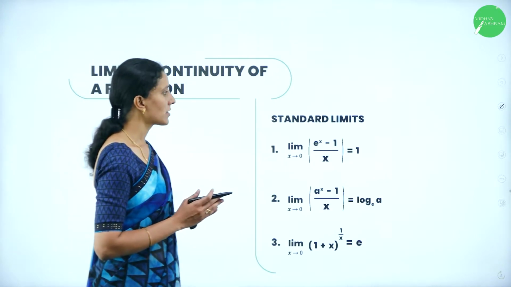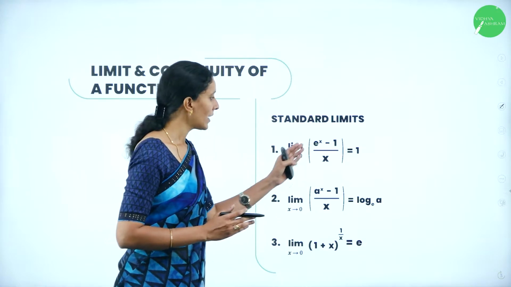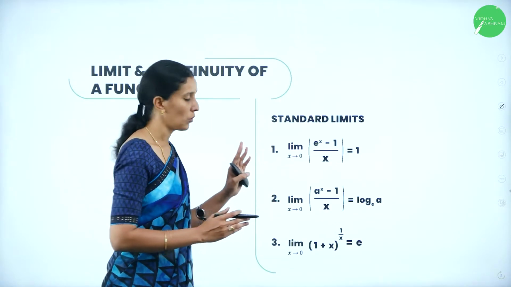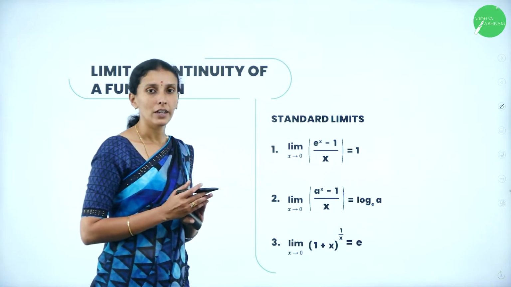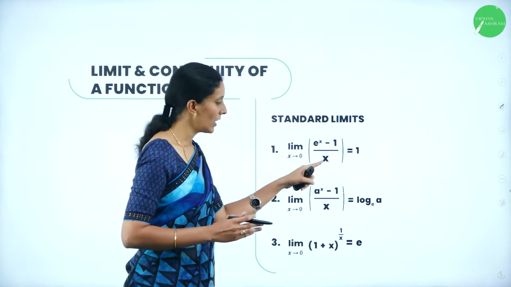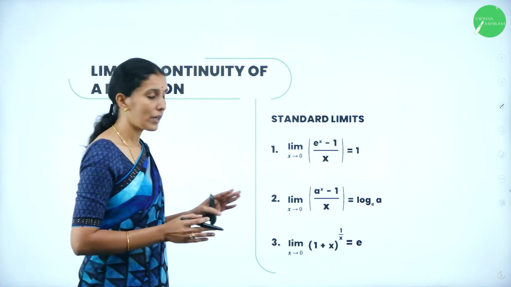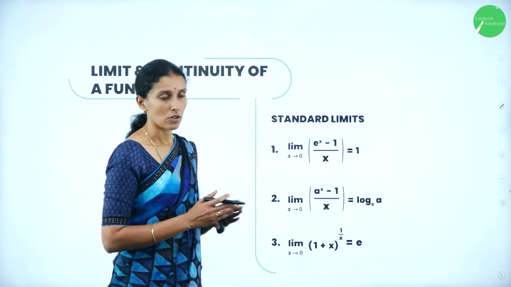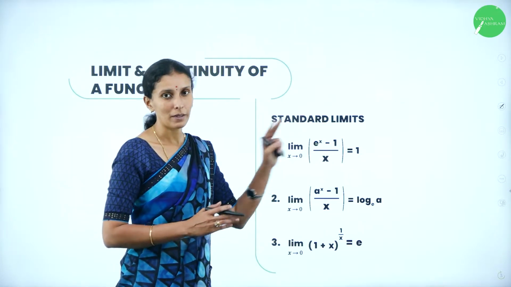So the standard limits which you have in your syllabus, the very first one is the limit of the form e power x minus 1 by x, which is always equal to 1 only when x tends to 0. So whatever the value of x in the power of e, it should be in the denominator as well. If it is 2x here, it should be 2x here also. If it is sin x here, it should be sin x here also. So x is a variable, you can substitute any value. Whatever the value of x in the power of e, it should be the same in the denominator. Only for a function of this form with limit x tends to 0, the value can be directly written as 1.